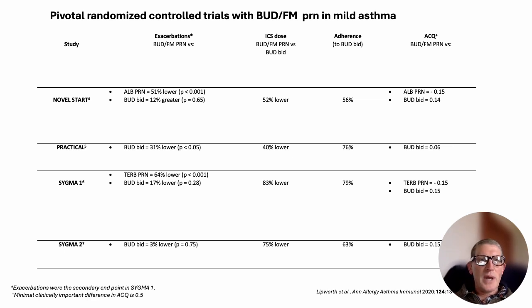So if we move on to budesonide formoterol, used on demand as reliever in mild asthma, these are the main trials: SYGMA 1, SYGMA 2, PRACTICAL and Novel START, and this is from a review that I wrote back in 2020 in Annals of Allergy.